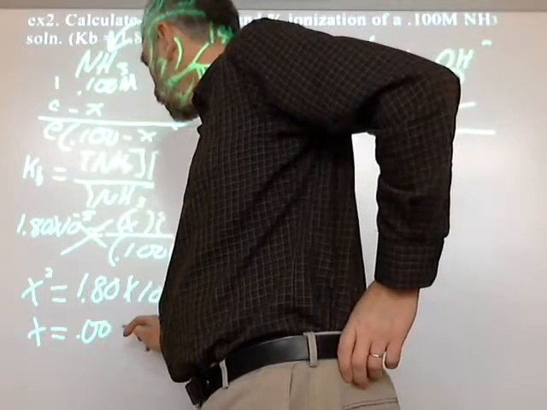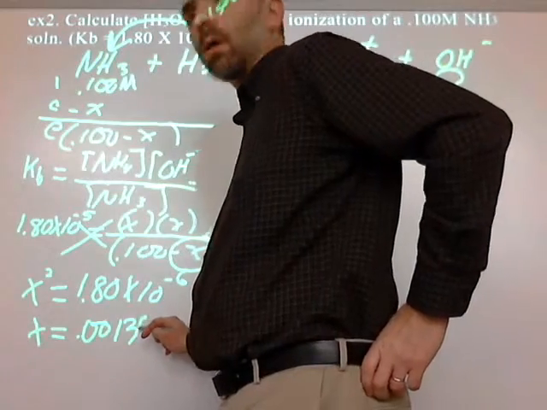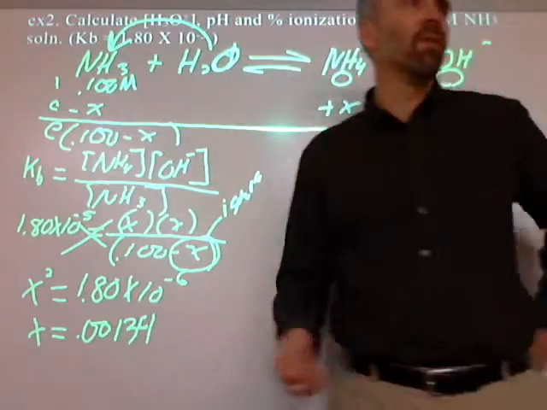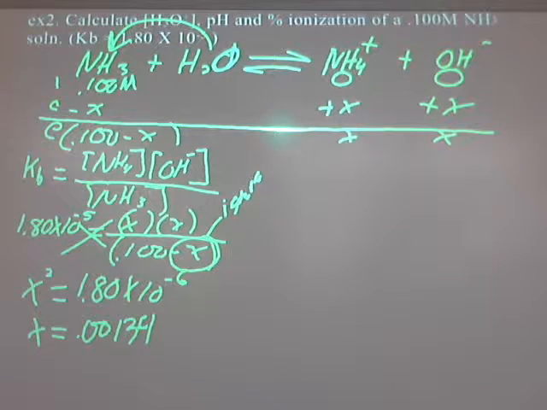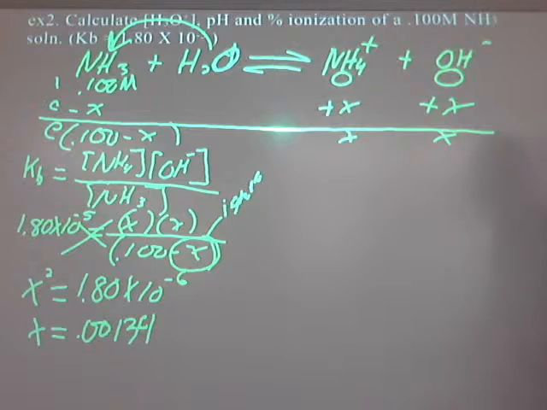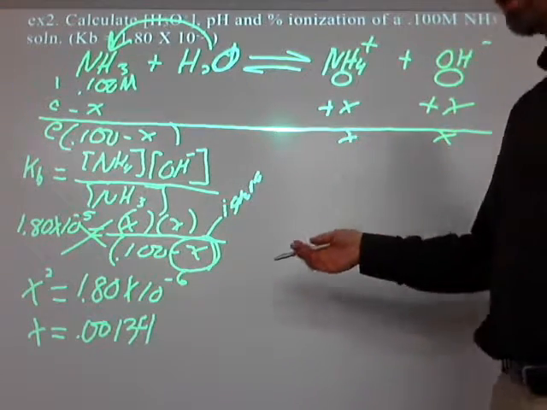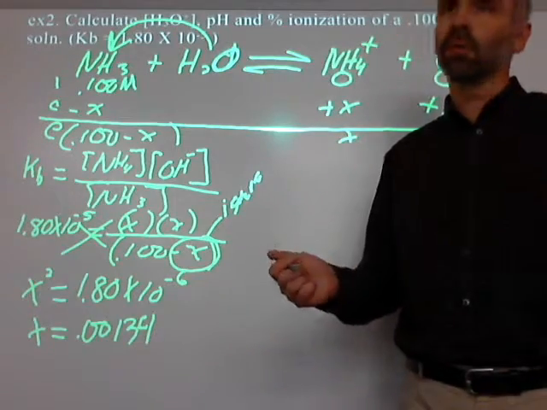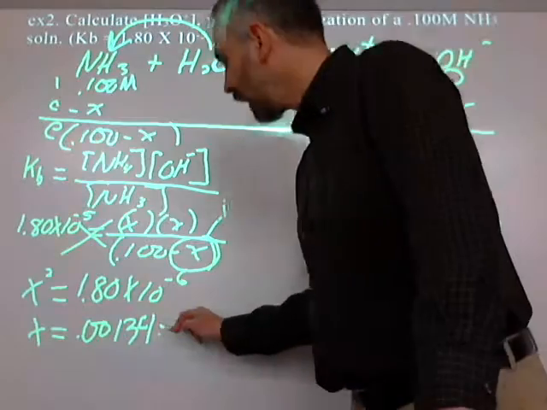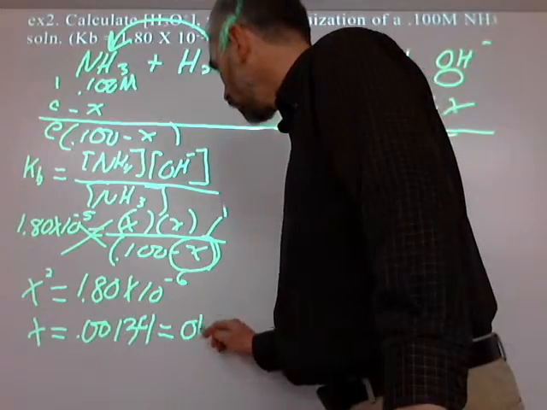0.00134, you have 3 significant figures and everything, right? Okay, now, that's X. Now, here's the second part that might have been a problem. At this point in the Ka problems, that's your hydronium ion concentration, and therefore you just plug that in to get your pH. Well, that's not the hydronium. That's the hydroxide. So guess what we have to do first?